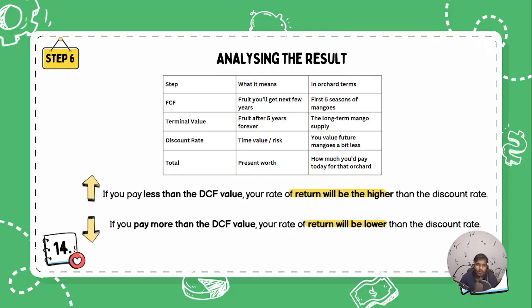So once we got everything, let's understand how we analyze the result. I will give you an example of our chart. Firstly, we knew about FCF. FCF is nothing but fruits you will get in the next few years, 5 seasons of mango. Simple. You are investing in an orchard, and FCF is nothing but, for 5 seasons, how many mangoes you will get in the first season and so on. Simple. Terminal value is how much fruit you will get after 5 years.